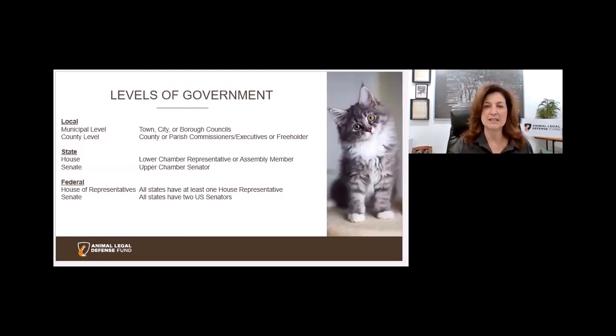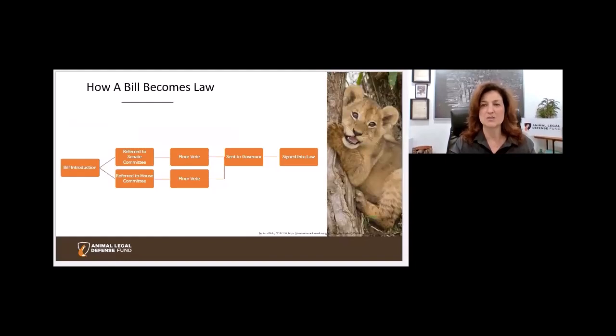And just to give you an idea, California has 53, while Delaware has one out of the 435 total House of Representatives. Now, although we work on regulations as well, which is a rule created by a government agency, often to actually implement a given law, for our purposes today, we're going to focus on state legislation and the process for how a bill becomes a law.